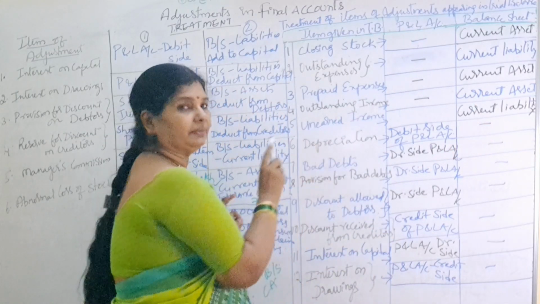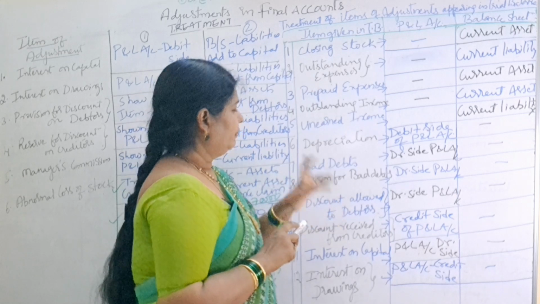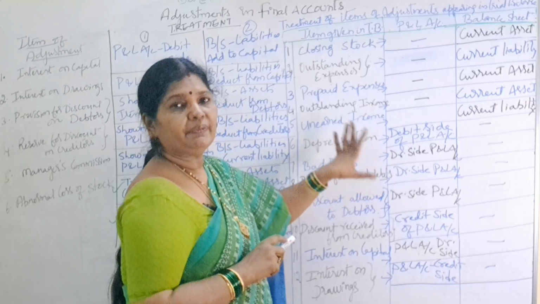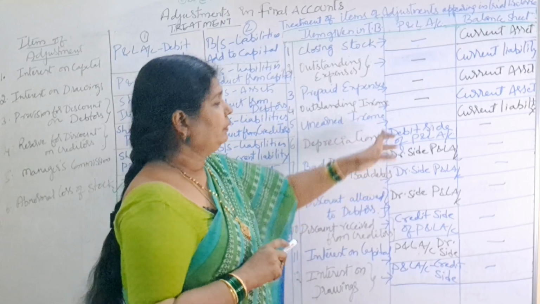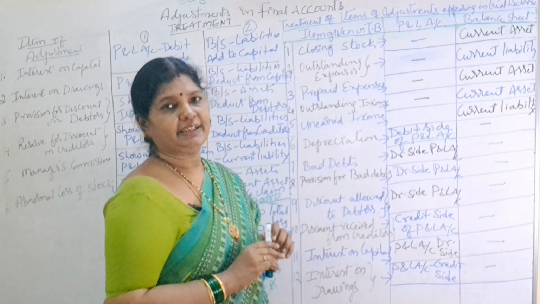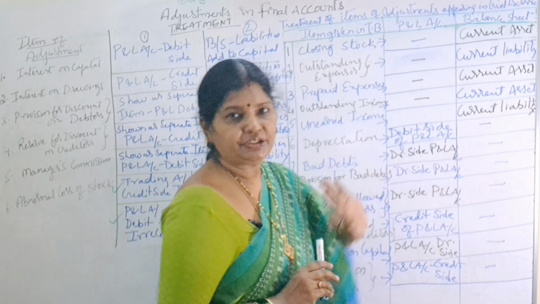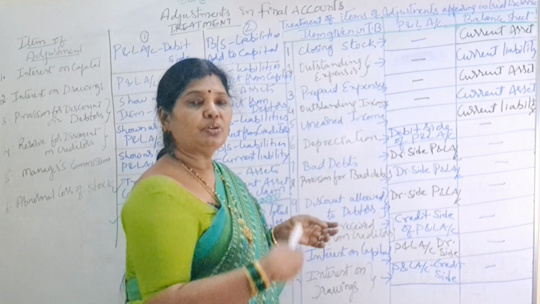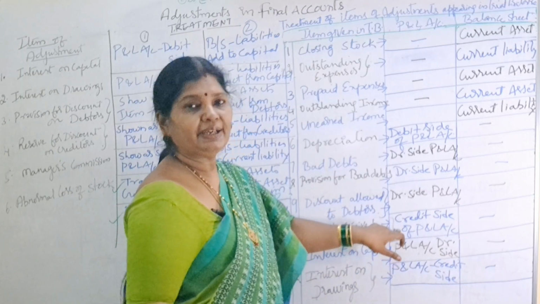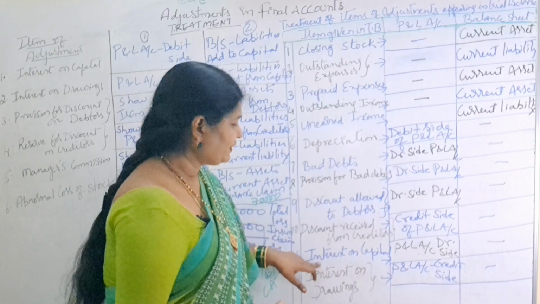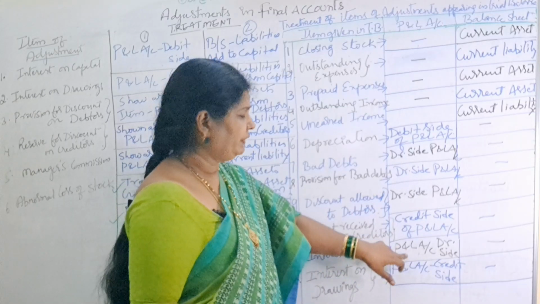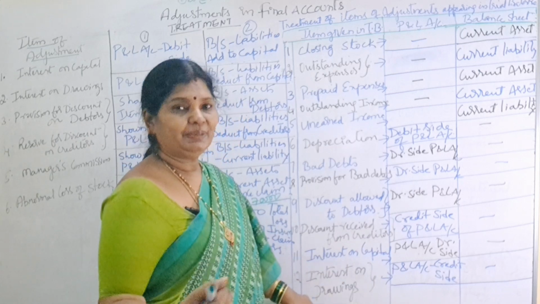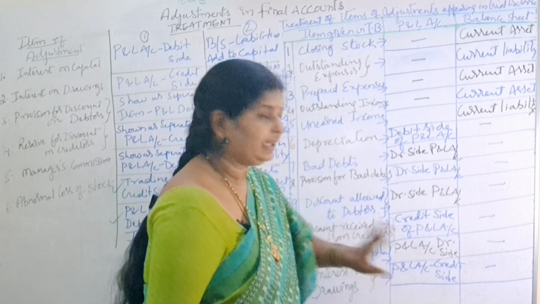Now, next, depreciation, bad debts, provision for bad debts, discount allowed to debtors. All these 4 items are our expenses. So go to profit and loss account and show on the debit side. Will not take under balance sheet. Remember that. Next, discount received from creditors. It is our income. So go to profit and loss account and show on the credit side of P&L account as income. Next, interest on capital. It is our expense. So go to profit and loss account and show on the debit side. Next, interest on drawings. It is our income. So go to profit and loss account and show on the credit side.